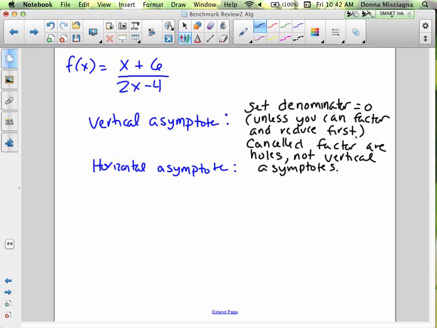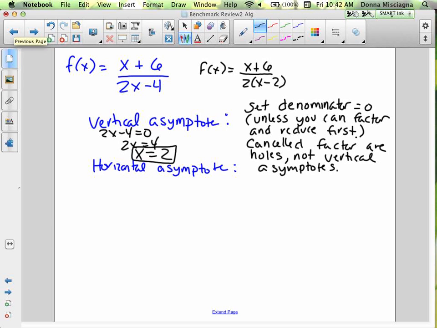But in this case, yes, I can factor, but it's not going to help. It's not going to reduce. I have x plus 6 in the denominator. I could technically factor out the 2, but it really doesn't make much of a difference. If you like it that way, you can have it that way, but it doesn't make any difference. The vertical asymptote would therefore be 2x minus 4 equals 0. Add 4 to both sides. So x equals 2 is the equation of the vertical asymptote.